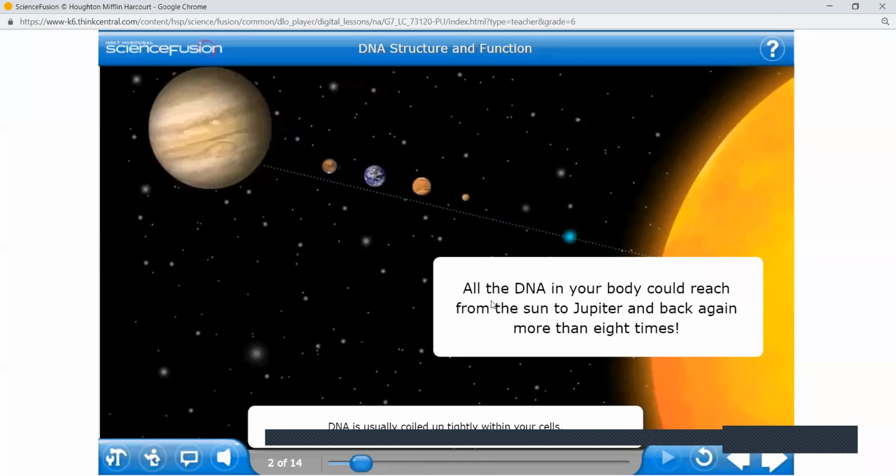DNA is usually coiled up tightly within your cells. If all the DNA in your body were stretched out in a line, it would reach from the Sun to Jupiter and back again more than 8 times. There's so much DNA in your body because it's got a lot to do.